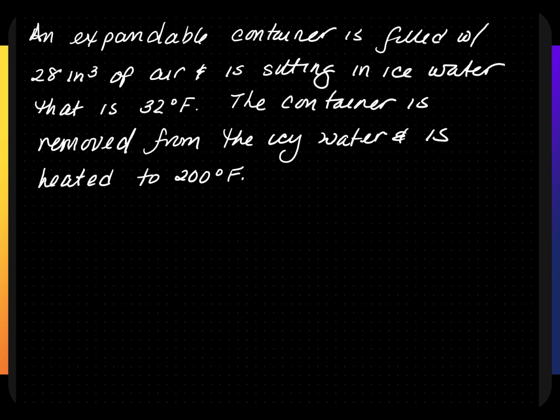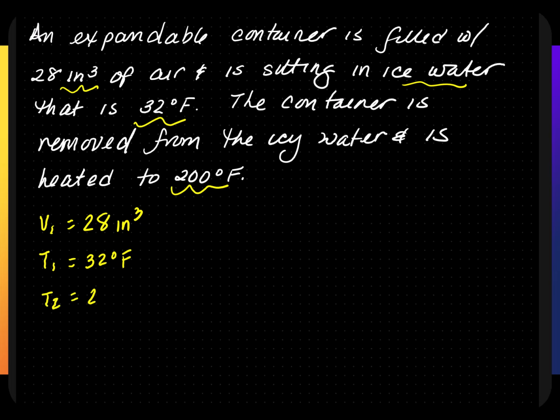So again, if you're struggling, identify the variables. We have a volume because inch cube is volume. So volume 1 is 28-inch cube. It is sitting in ice water, so that's temperature 1, and this is 32 degrees Fahrenheit. The container is removed from the icy water and heated, so we have a temperature 2, which is 200 Fahrenheit. And we're looking for V2. The only gas law with 2 V's and 2 T's is Charles' law. So that's going to be V1 over T1 equals V2 over T2.